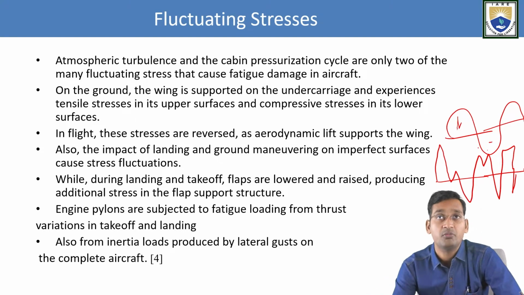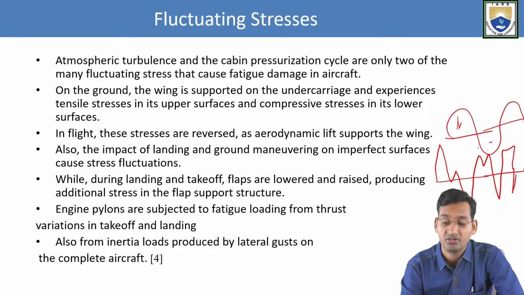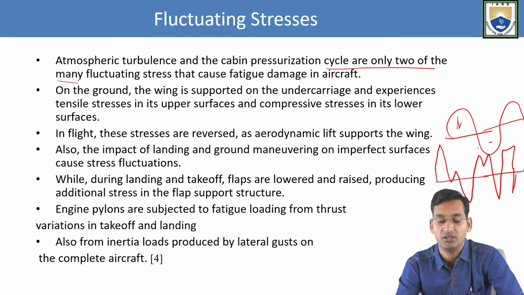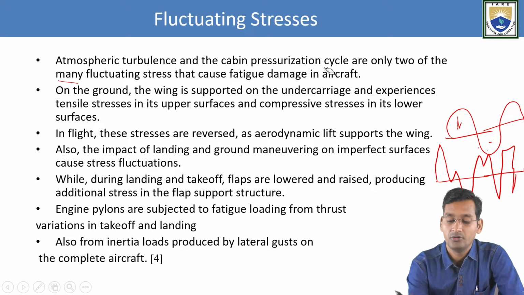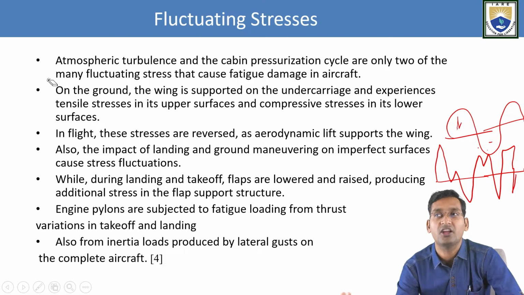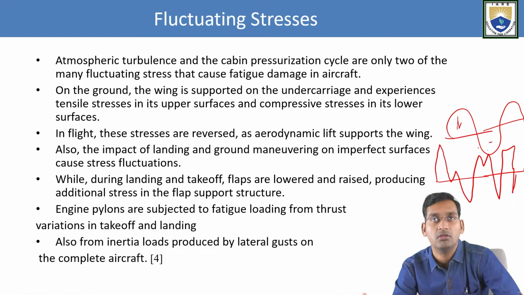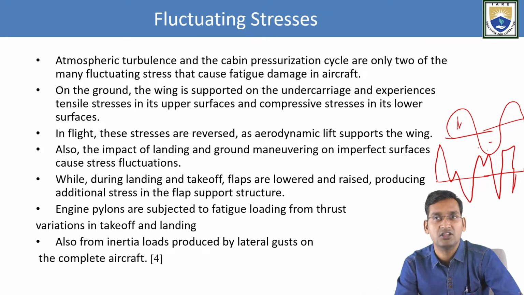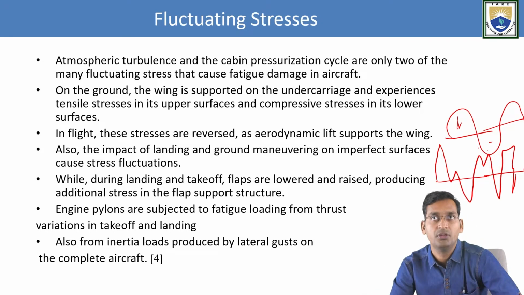So what? Atmospheric turbulence and the cabin pressurization cycle are only two of the many fluctuating stresses. So which one is there? Atmospheric turbulence. Don't know when, suddenly high speed air will come or low speed air will come. So that is the fluctuating stress. Sometimes it's coming in a very lesser amount. Sometimes it's just in the form of cuts. That is a huge amount, right?